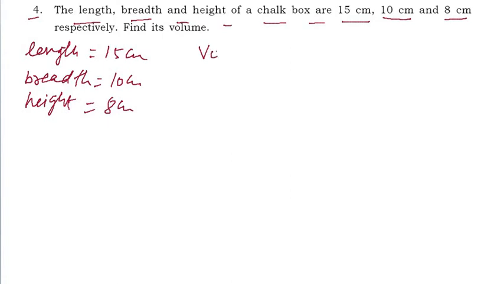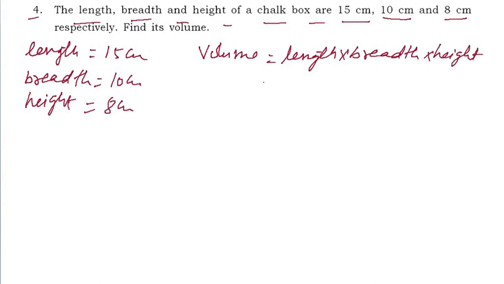Now volume, you can find the volume. Volume is equal to length into breadth into height. Length is given as 15 centimeter, breadth is given as 10 centimeter and height is 8. So now multiply this. 8 times 5 is 40, and 8 times 1 is 8, and 4 plus 8 is 12. So 1200 centimeter cube. So that one is your answer.